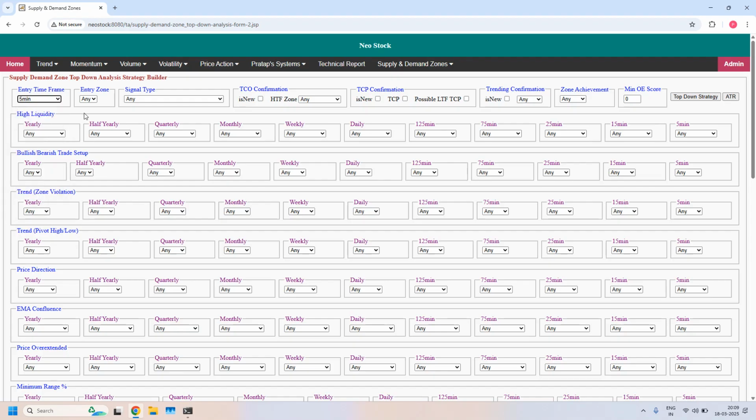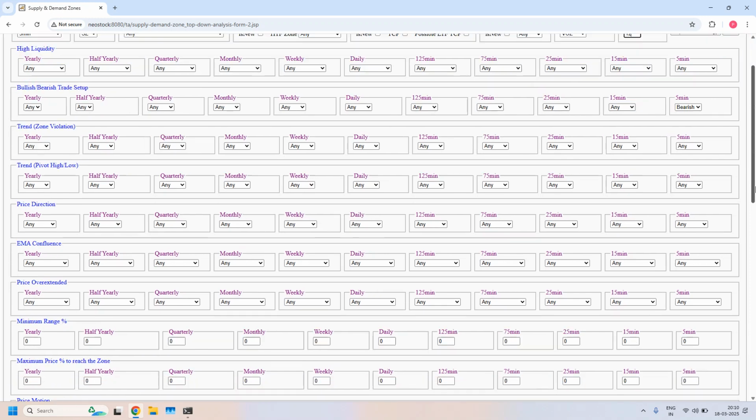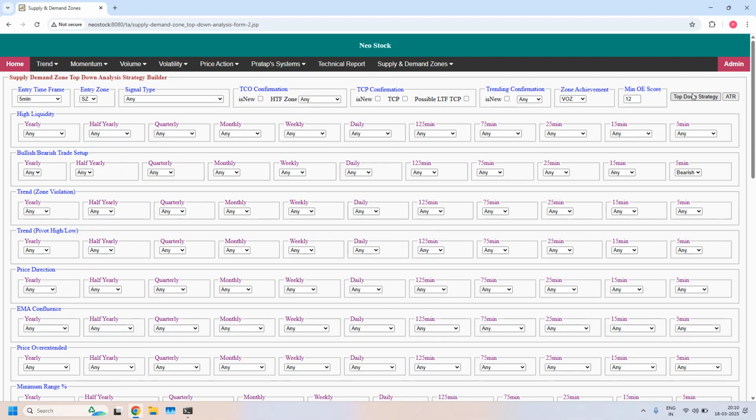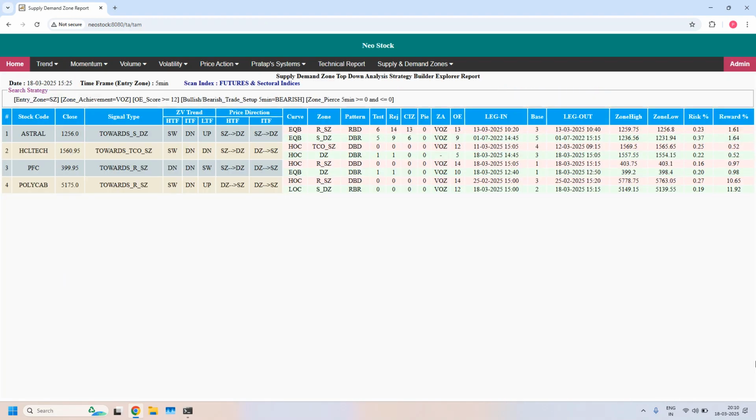So entry time frame 5 minutes, entry is on supply zone and also bearish trade setup at 5 minutes. I am selecting bearish. Zone achievement VOZ, minimum order enhancer score 12. And pierced count at 5 minutes time frame, minimum value 0, maximum value 0. That means the 5 minute supply zone should not be pierced. So with all the 3 filters applied on the 5 minute supply zone, we got 4 stocks. That means we have only 4 stocks supporting bearish trade setup for hourly income trade, and all these entry time frame zones are 5 minute supply zones.